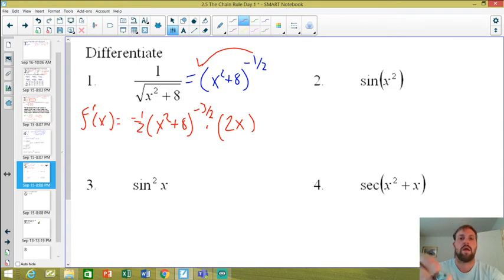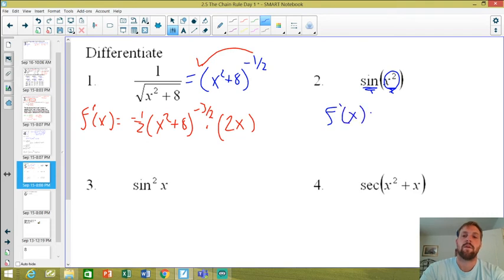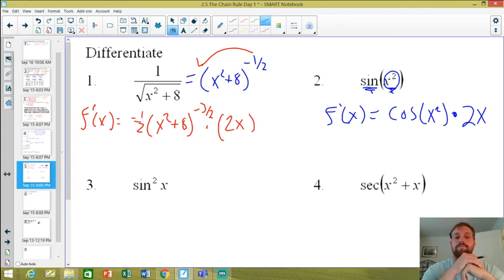Okay. All right, what about sine of x squared? Now, if this was sine of just x, the derivative of sine is cosine, but we have an inner function now. We have x squared. So we're going to take the derivative of the outside part. Okay. The derivative of the outside part is just cosine, and we're going to leave the inside untouched. And we're going to multiply by the derivative of the inside, which is 2x.